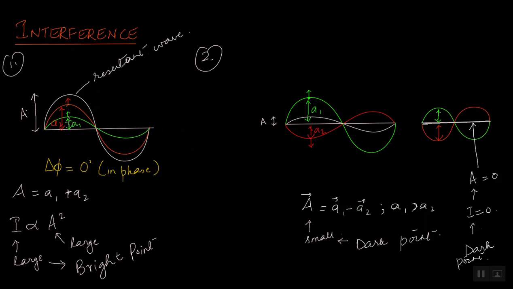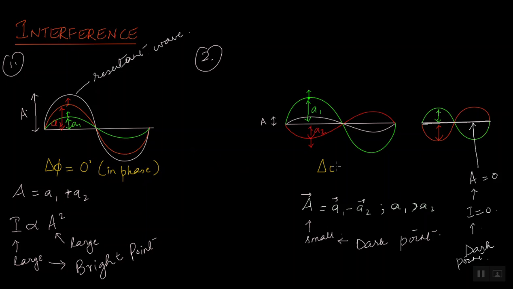They are vibrating together. This point and this point, they are vibrating together. That means when this green point is going up, this red point also is going up. When this green point is going down, this red point is also going down. So they are vibrating together, which means in phase. So when they are vibrating in phase, the phase difference delta phi is 0 degree.